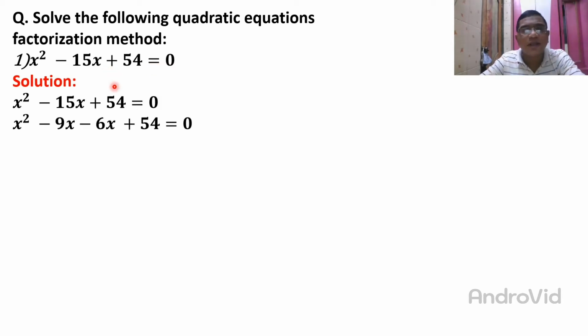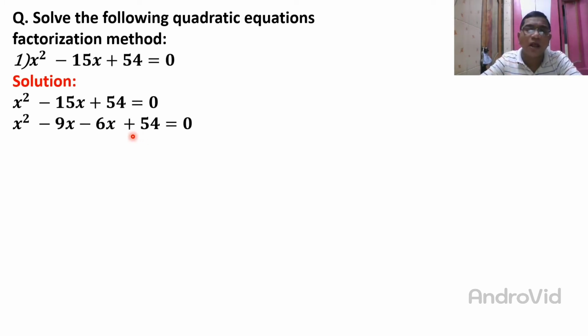So here 9 times 6 is 54. See, 9 into 6, 9 6s are 54. So 9 is negative, 6 is negative. So both having negative sign. In multiplication, if the sign of both numbers are same, the answer must be positive. So we are getting the product 54, that is positive.